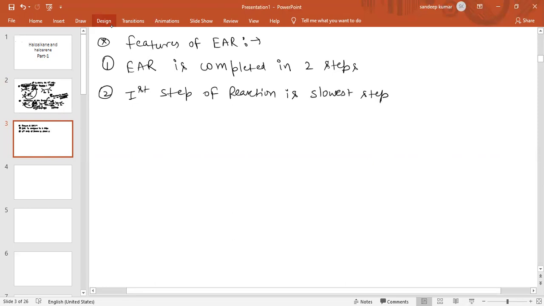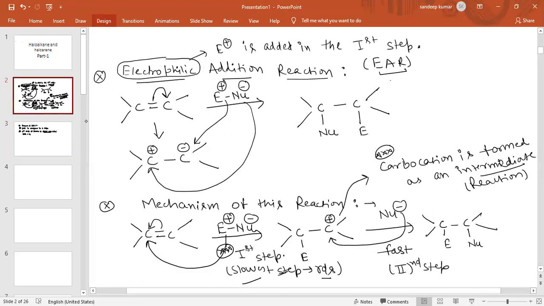Slowest step, also called RDS, the rate determining step, and the second step is the fast step. As we know, the rate law depends on the RDS. So we can write the rate law by using the slowest step, and in the slowest step one reactant is alkene and the other is electrophile, because there is an attack of electrophile.